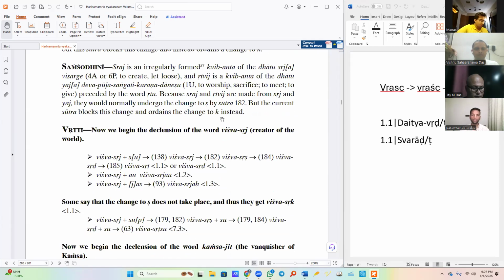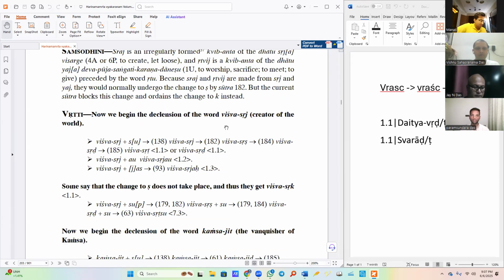Then the next word is Vishwasrij, the creator of the world. So Su is deleted, and then Srij. Ja becomes Sha, Shasya Do, and Vishnudasasya Harikam Lamba Virame. Vishwasrit, the creator of the universe. Srijau, Srija, Srijam, Srijau ityadi.